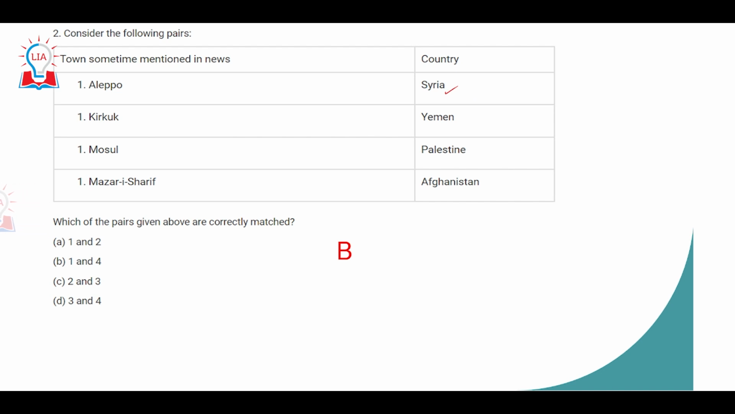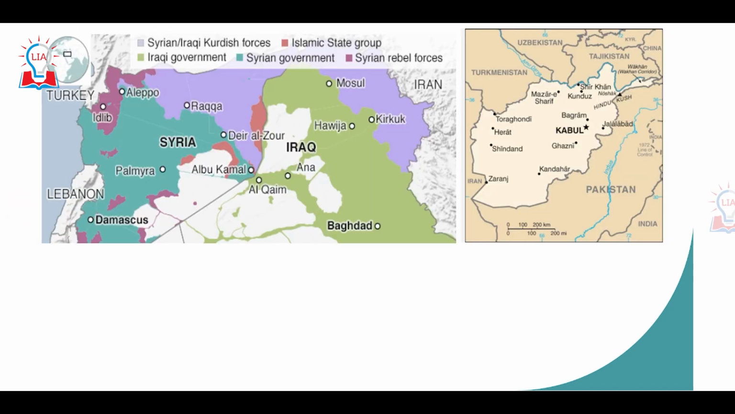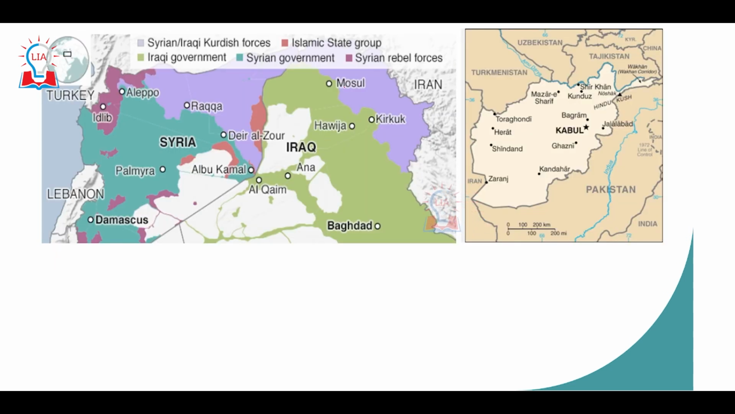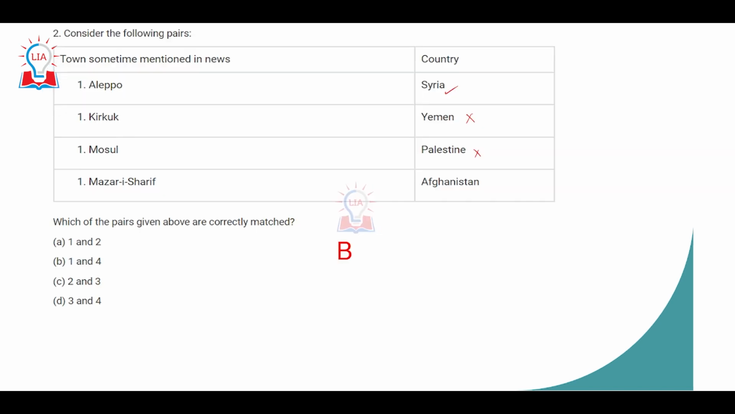Second, you talk about Kirkuk. Kirkuk is not in Yemen. Kirkuk actually is situated in Iraq. If you look at this map of Iraq, we can see that in the northeastern region of Iraq we have the city of Kirkuk. So Kirkuk is in Iraq. That means this option is incorrect. Third is Mosul in Palestine. This is also incorrect, because if you look again at the same map, Mosul is a city situated slightly to the north of Kirkuk. So Mosul is also in Iraq.